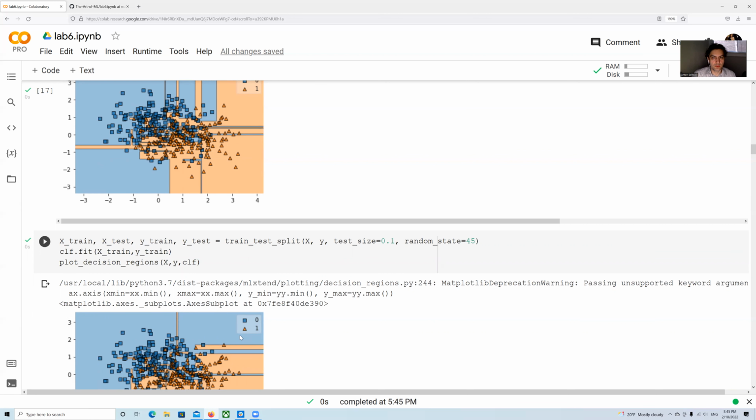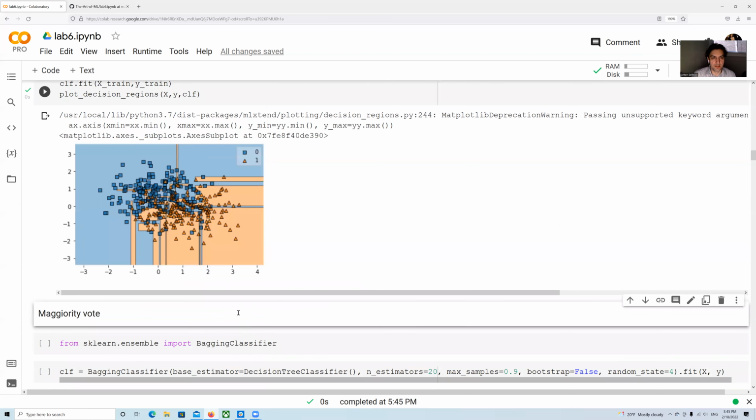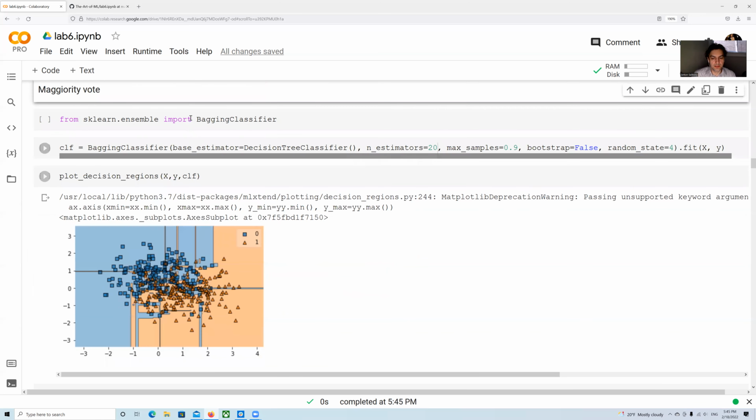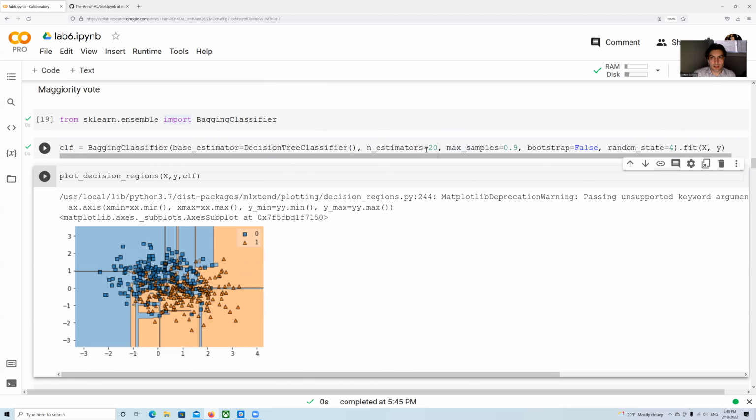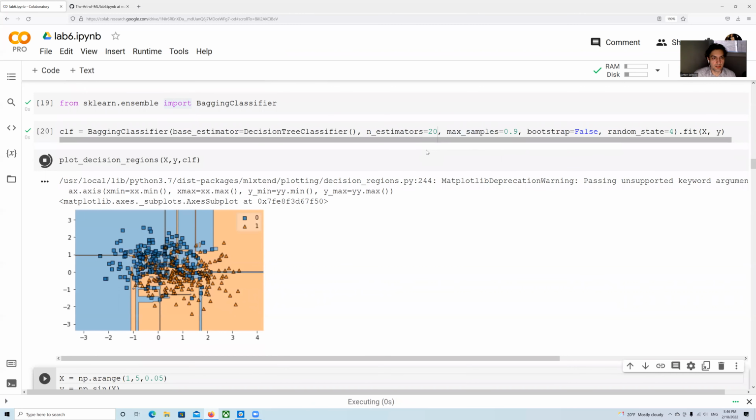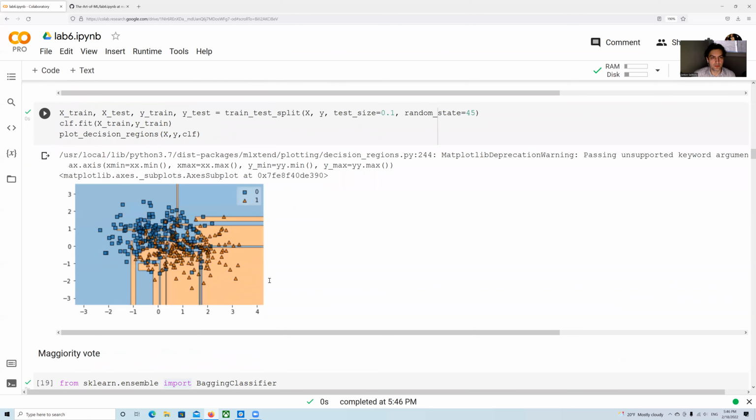Now let's try to train 20 classifiers, 20 decision trees on different subsets. So here is the parameter, 20 estimators, and my estimators are decision trees, and the size of the subset is 90%. And here is the result. So the result is something between the previous two.